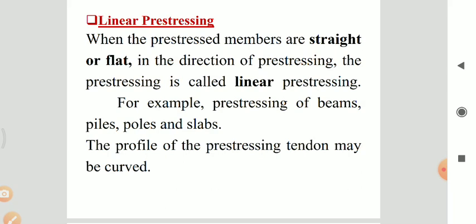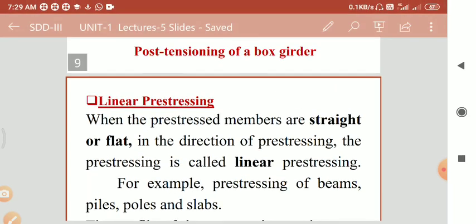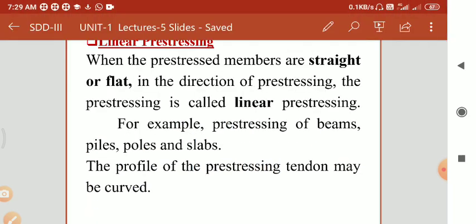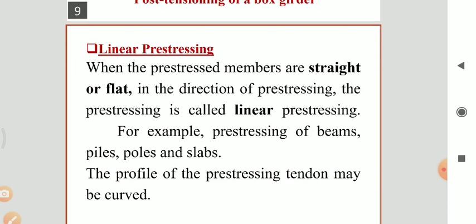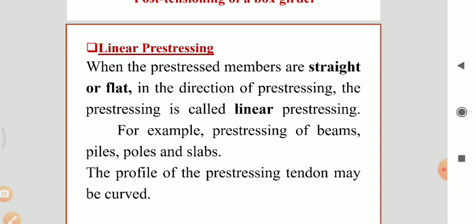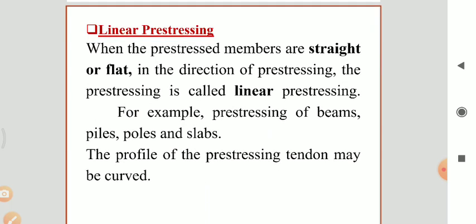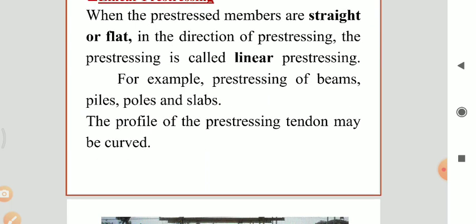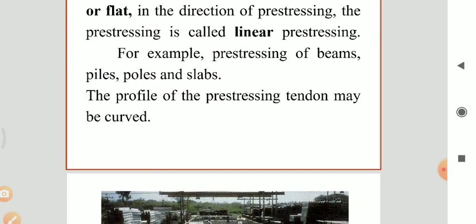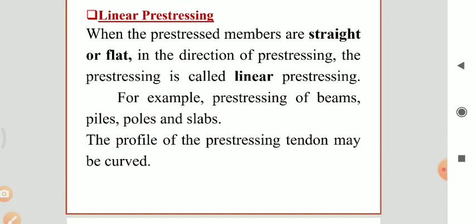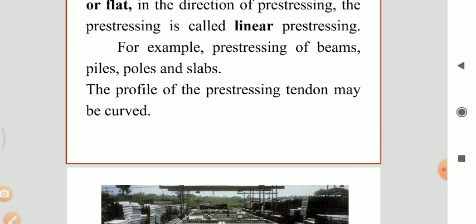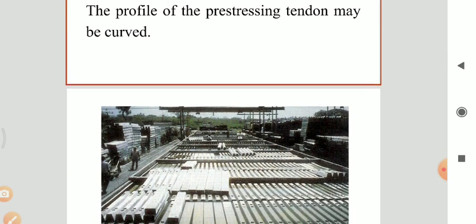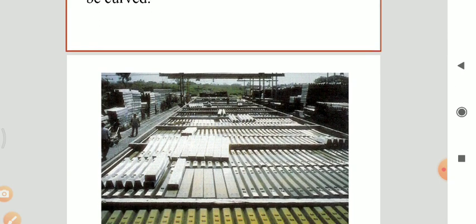For example, pre-stressing of beams, poles, slabs or piles. The profile of the pre-stressing tendon may be a curve sometimes. Here we see the linear pre-stressing of the railway sleepers in the mass construction type. In this way, the railway sleepers are pre-stressed and manufactured.